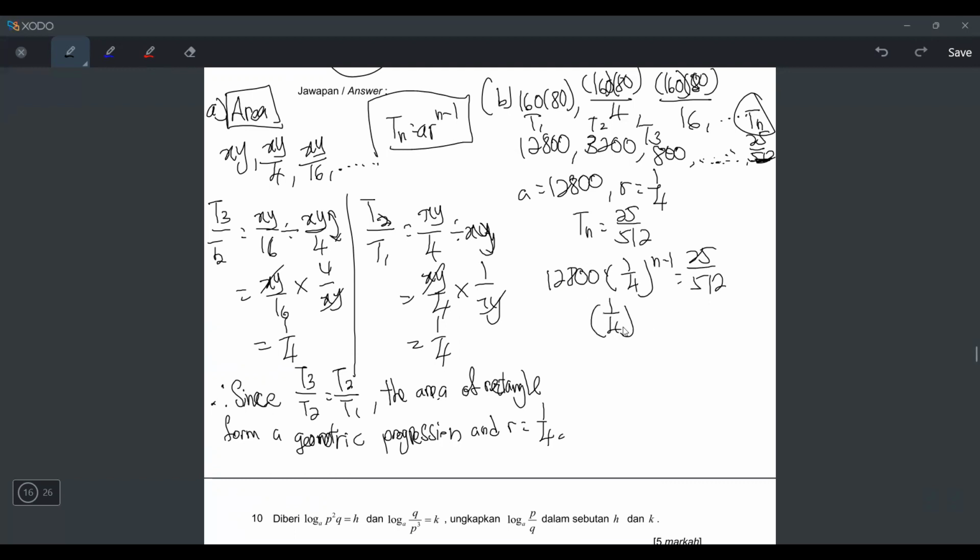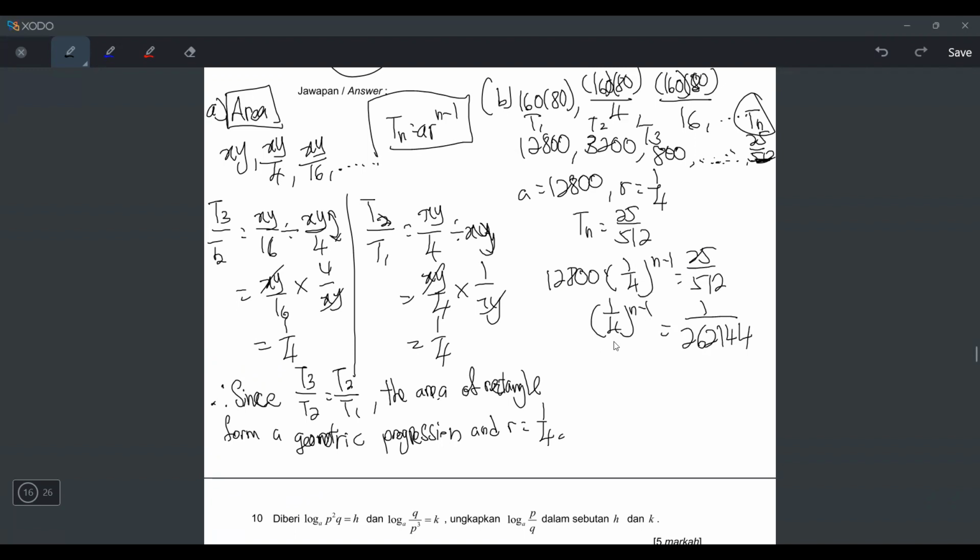Okay, first I want to find n, right? So of course I will make this n single. It means I will pindah the 12800 to the other side. So I will press 25 divide 512 divide 12800 in my calculator. I will get 1/262144.